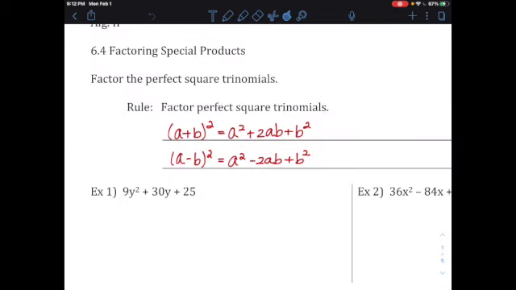(a + b) squared equals a squared plus 2ab plus b squared. And when you have (a - b) squared, it is a squared minus 2ab plus b squared. So in this case, you notice the minus sign matches the minus sign and the plus sign matches the plus sign, but it's only the middle term.